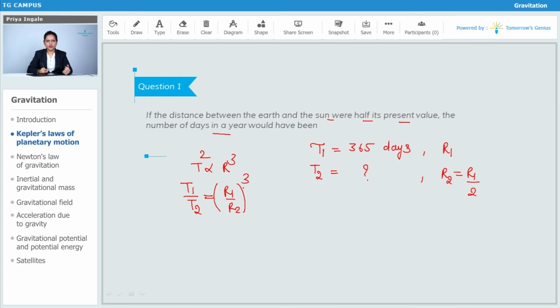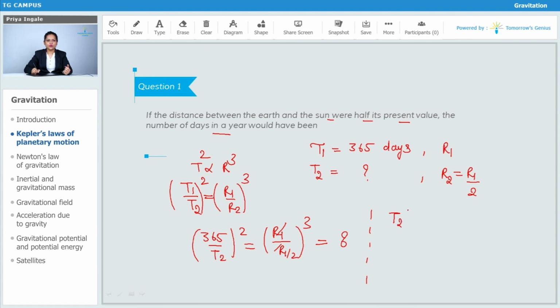Okay, here we have T square, right? So T1 by T2 whole square, right, equal to R1 by R2 whole cube. So T1 we have 365, T2 is asked, whole square equal to R1, here we have R2 as R1 by 2, whole cube. Okay, and that will give us, this R1 will get cancelled, 8, right? So here we'll get T2 square into 8 equal to 365 into 365.